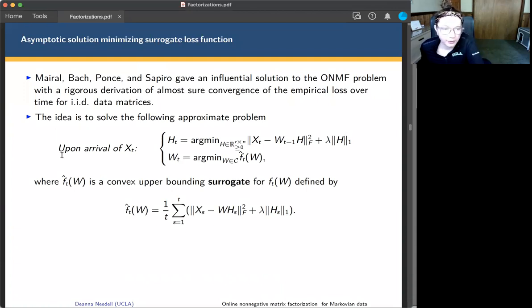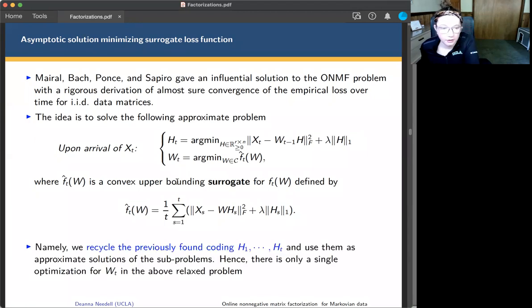Upon arrival of a new data point, xt, they update H and W in this way. So we're solving two optimization instances. The key here is that I've added a regularizer over H. Again, that's to promote sparsity in the topics, just to help with explainability. But here, we've also introduced a convex upper bounding surrogate for the actual empirical loss. And it's defined this way.